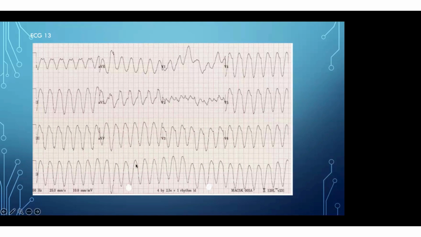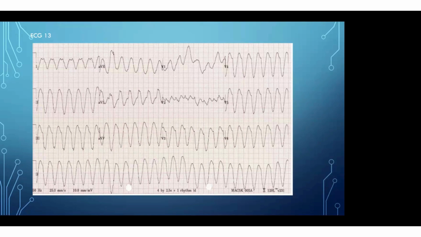And if any narrow beat is present, it will be a capture beat, which indicates AV dissociation. A fusion beat will be a mixture of a narrow complex and a broad complex. That is a fusion beat. That also indicates a beat from below.